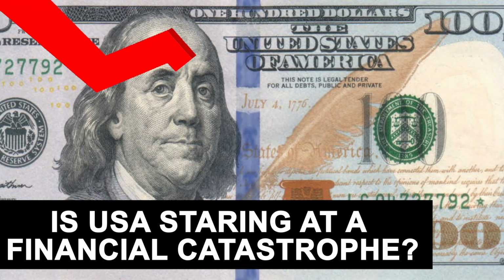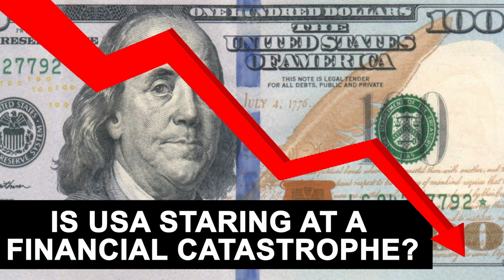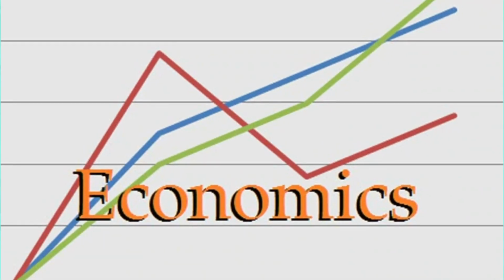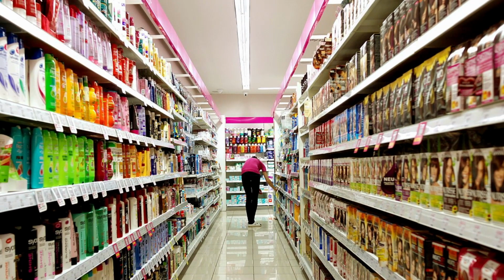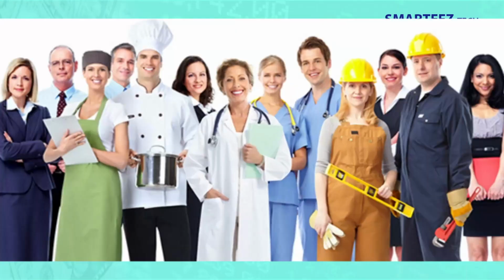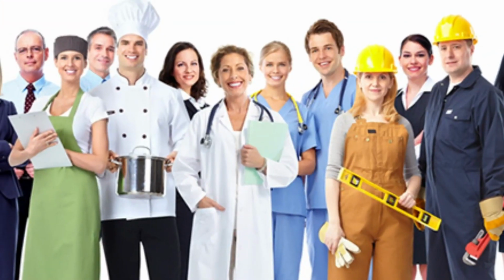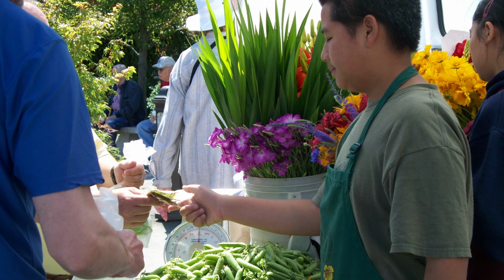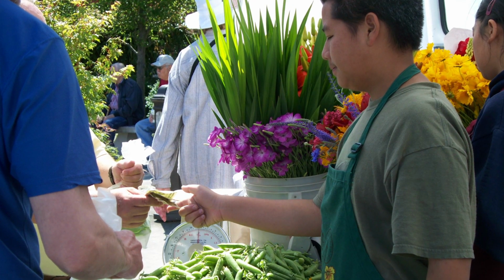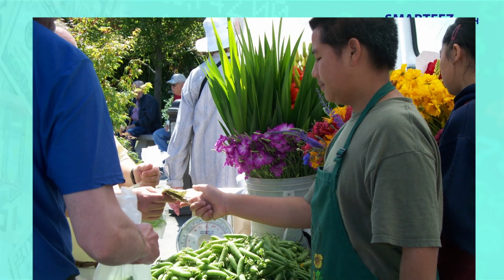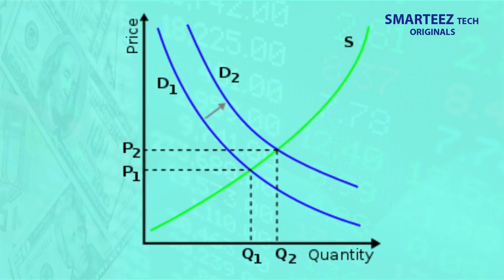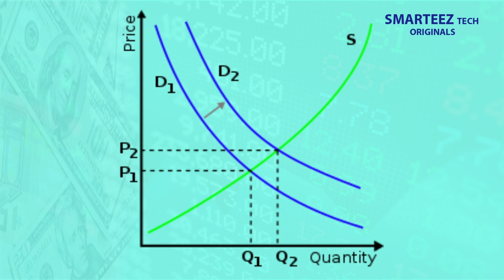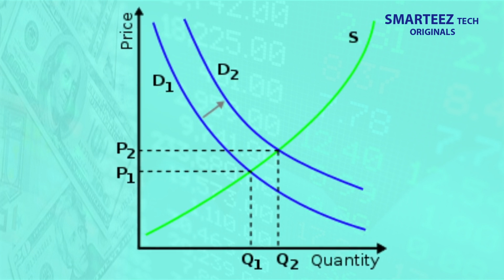Is USA staring at a financial catastrophe? Economics is based on some basic, fundamental assumptions. There are goods and services that are produced, and they have a certain value associated with them. They can be purchased by the consumers, by providing a price equivalent to its value, as determined by the market. The price is elastic, which means it can vary based on many factors that control the value.